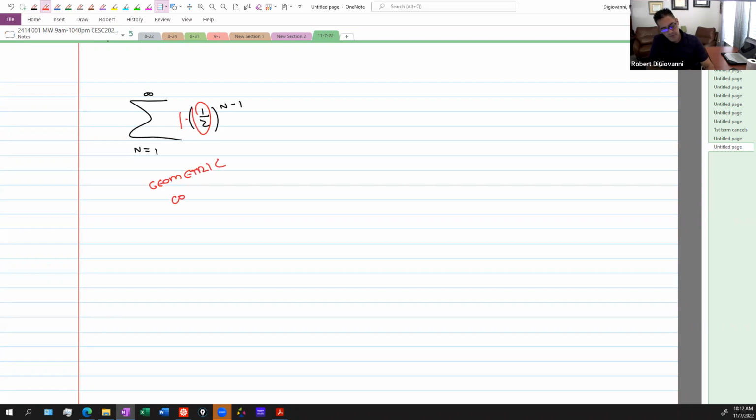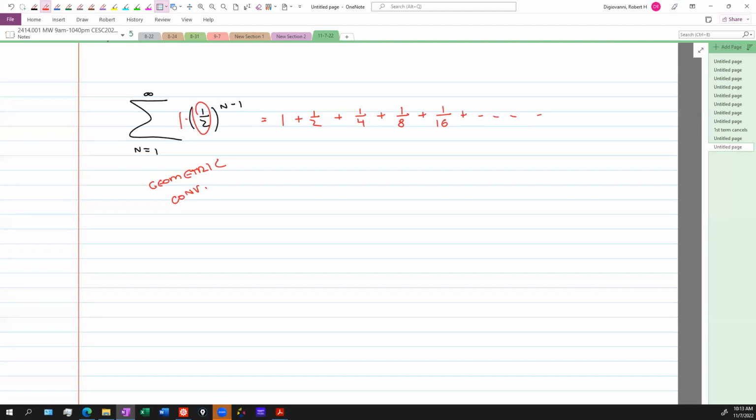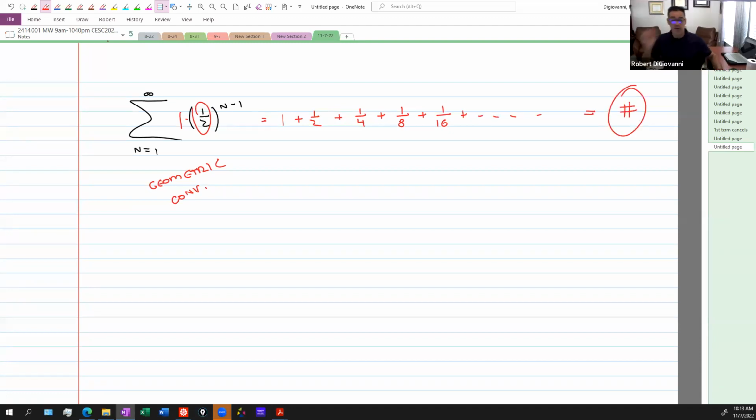And it converges. So if I start adding things up, if I plug in, let's say, n equals one, I'm going to get one plus. Now if I plug in two, I'm going to get 1/2, and then it's 1/4, then it's 1/8, and these are all powers of 1/2, right? 1/16. That's actually going to add up to be a number. And I can actually figure out what that number is, right?